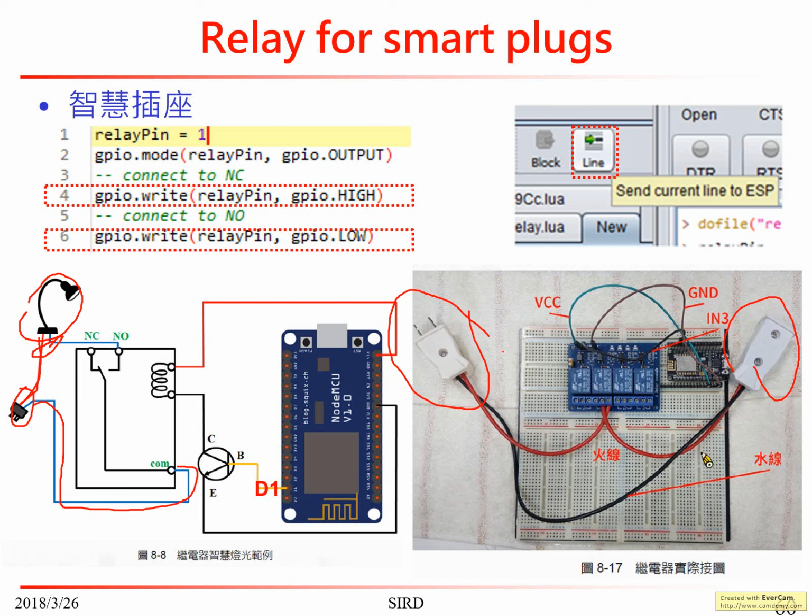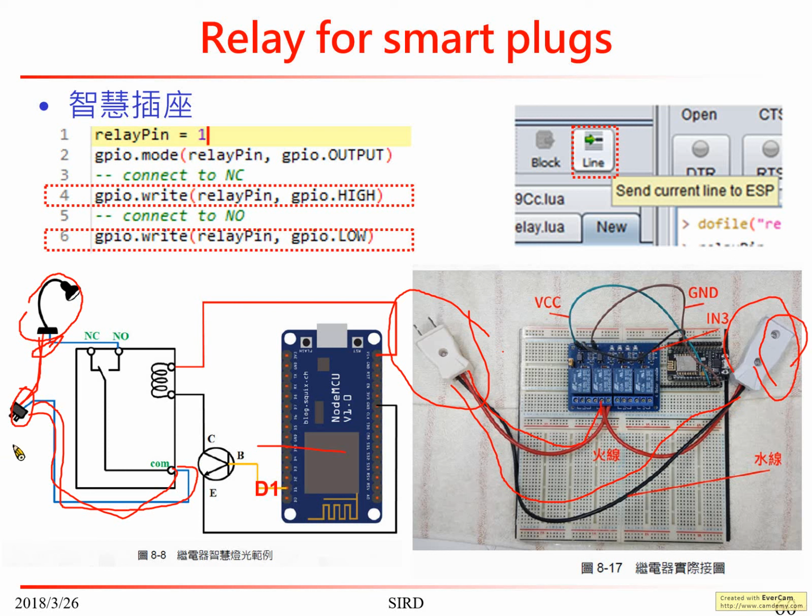Okay, and then this is common, right? So the middle one is common. So one is connected to common, as I show here. This is common, okay, and the other goes through the other part, and they connect to the female.